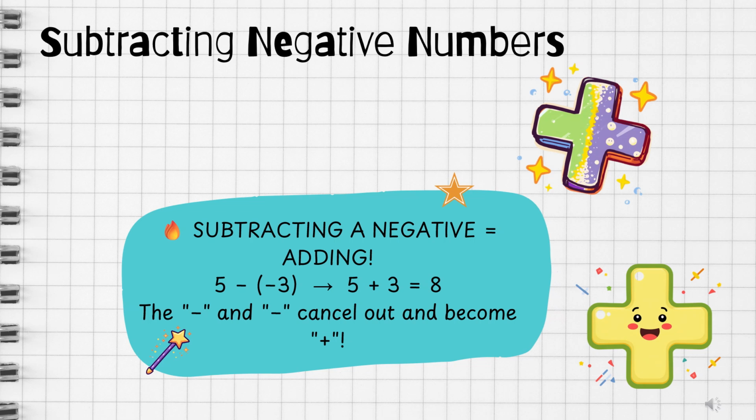Now for the part that many students think is tricky. But here's a simple trick. Subtracting a negative becomes adding. Let's say it together. Subtracting a negative becomes adding. Watch this example. 5 minus -3. First, change it into 5 plus 3. Now it's easy. 5 plus 3 equals 8. Whenever you see minus a negative, think, change it to adding. This little trick will make these questions much easier.